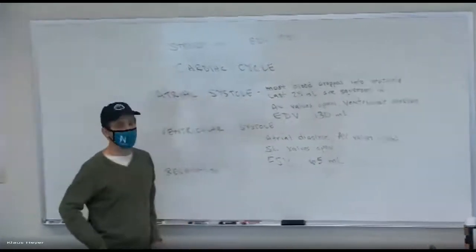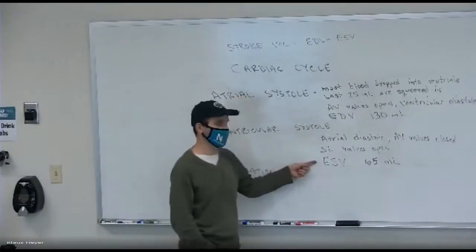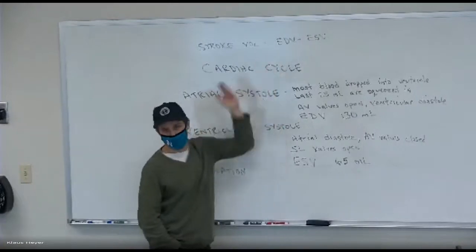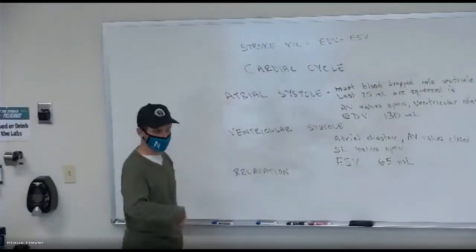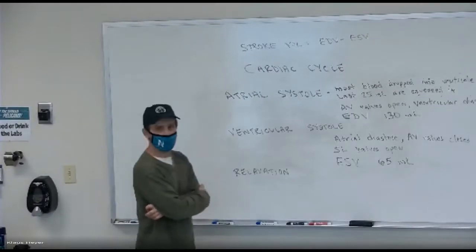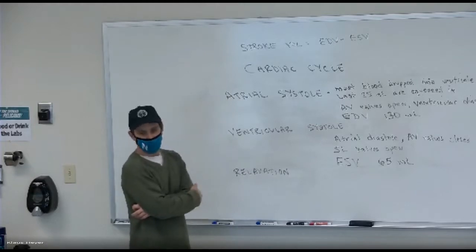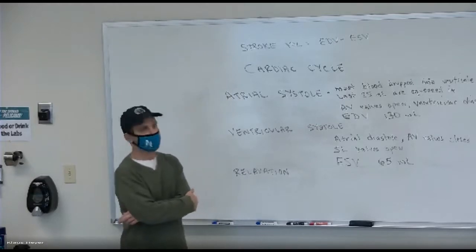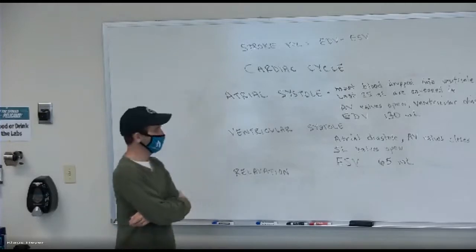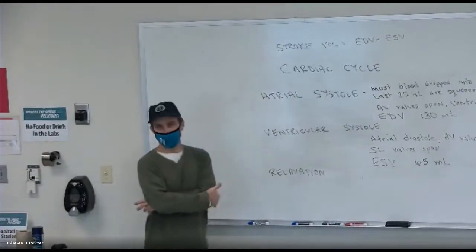How much blood was in the ventricles before it contracted? How much blood's in the ventricles after it contracted? If I subtract the 2, then I know how much got sent out. Stroke volume. It's kind of like ejection fraction. 65 is not a bad ejection fraction. But anyway, that's what stroke volume is.